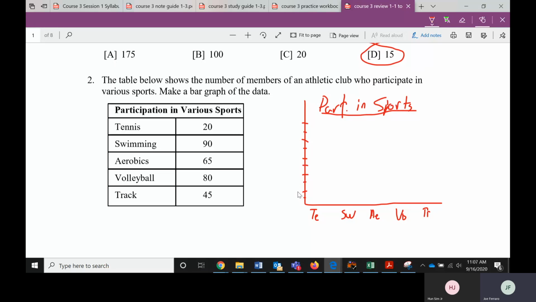So I'll label: this is 10, 20, 30, 40, 50, 60, 70, 80. This is by far going to be the longest problem. So I'm going by tens here, labeling every 20. And then you would start with your bar.